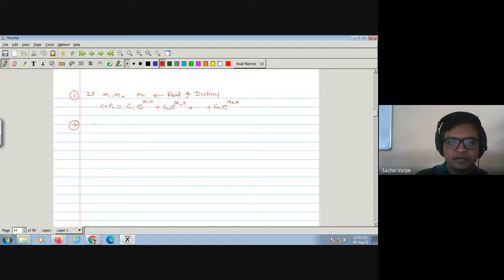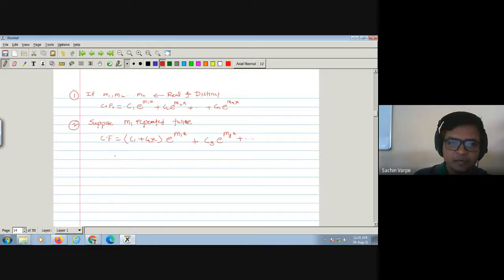But the second case says if one of the roots is repeated, suppose M1 repeated twice, then what is the formula? Complementary function is equal to (c1 plus c2x) e to the power that repeated root, and the rest is for non-repeated roots, that is c3 e to the power m3x plus and so on.